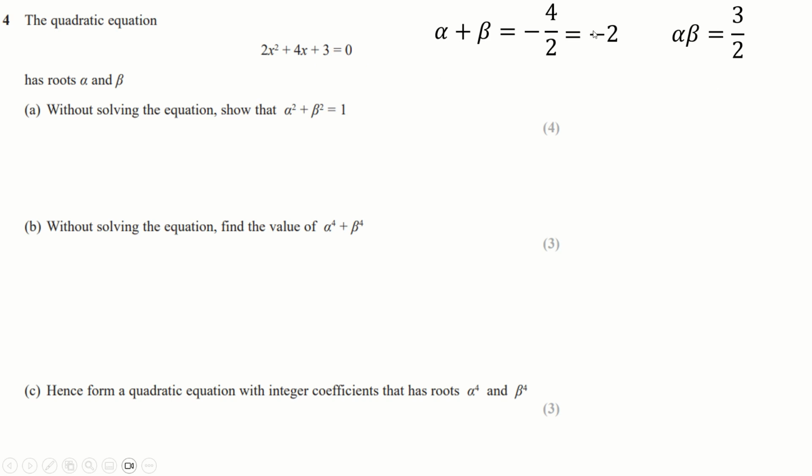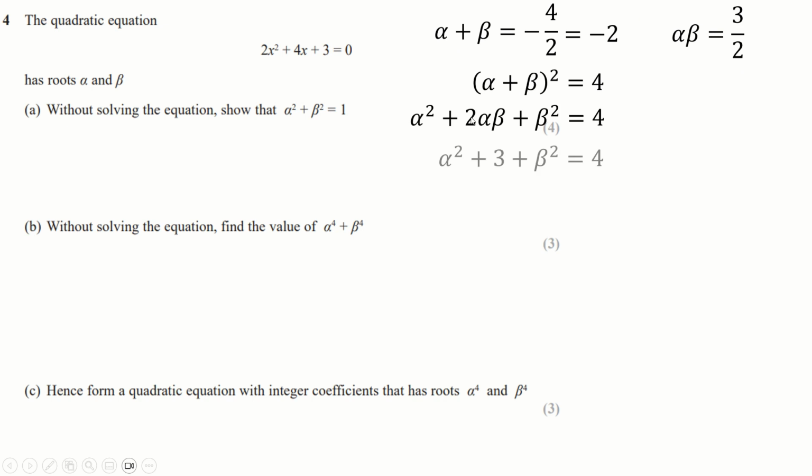Let's just square both sides of this equation here. So alpha plus beta all squared equals minus 2 squared, which is 4. We can expand this out. 2 alpha beta is just 3, doubling this equation here. So that just gets replaced with a 3, and we end up with what I wanted us to do there.